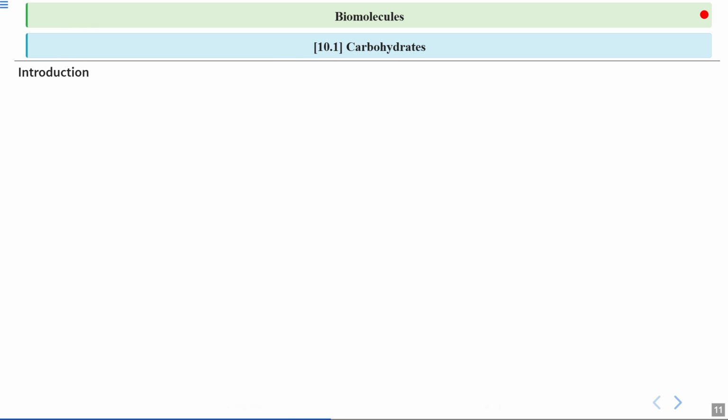Now we are going to specifically talk about carbohydrates in today's lecture. So this was just an overview of biomolecules. Now, one by one, we are going to focus on all the types. First we are starting with carbohydrates.